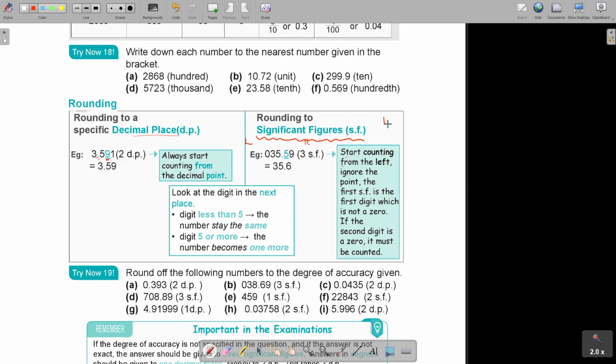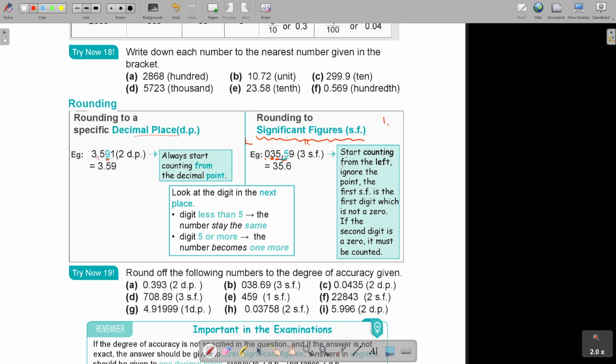If the second digit is a 0, it must be counted. But the first one must not be 0. So that 0, I cannot count as the first one. That is my first. That is my second. And that is my third.